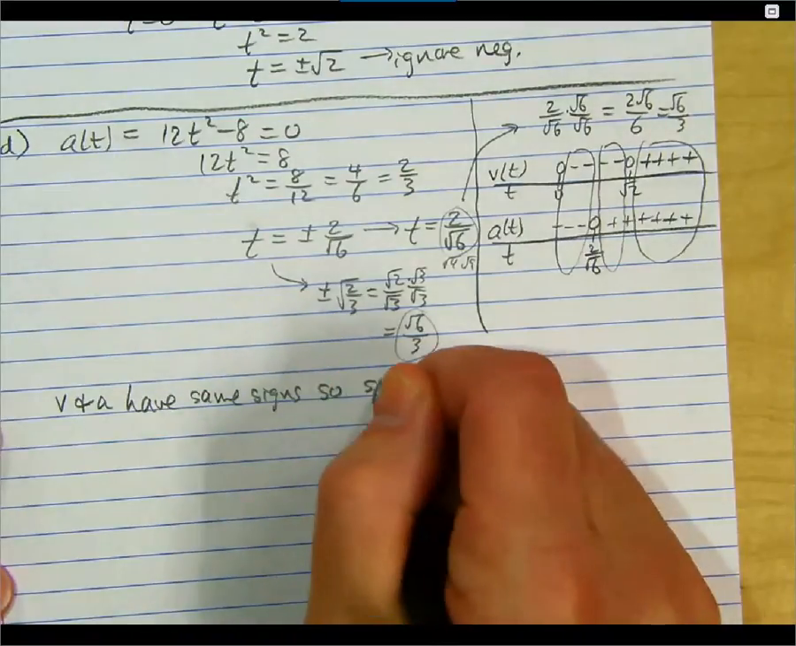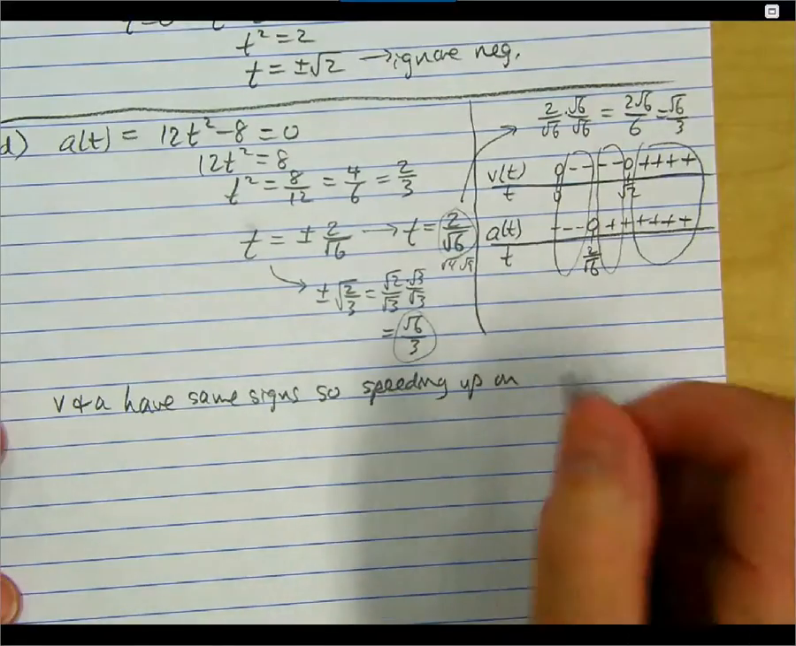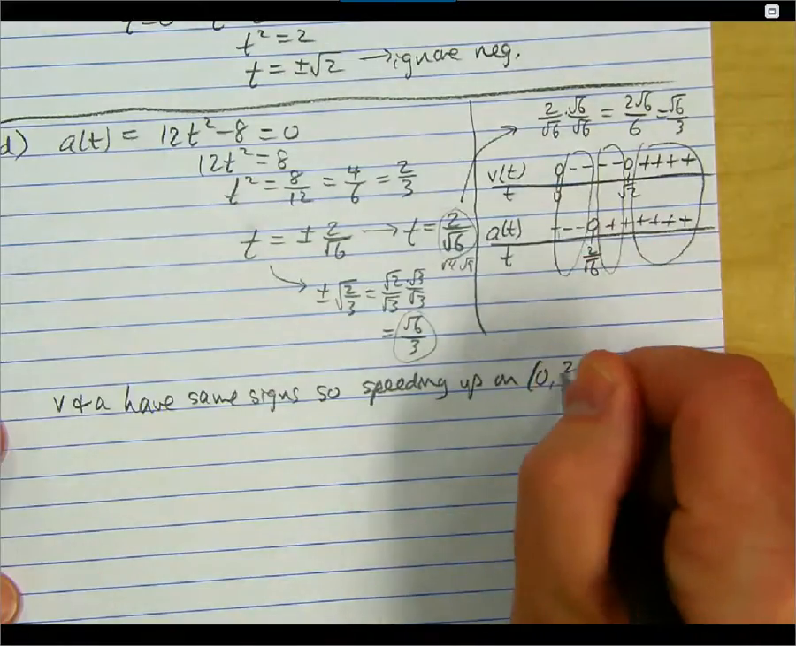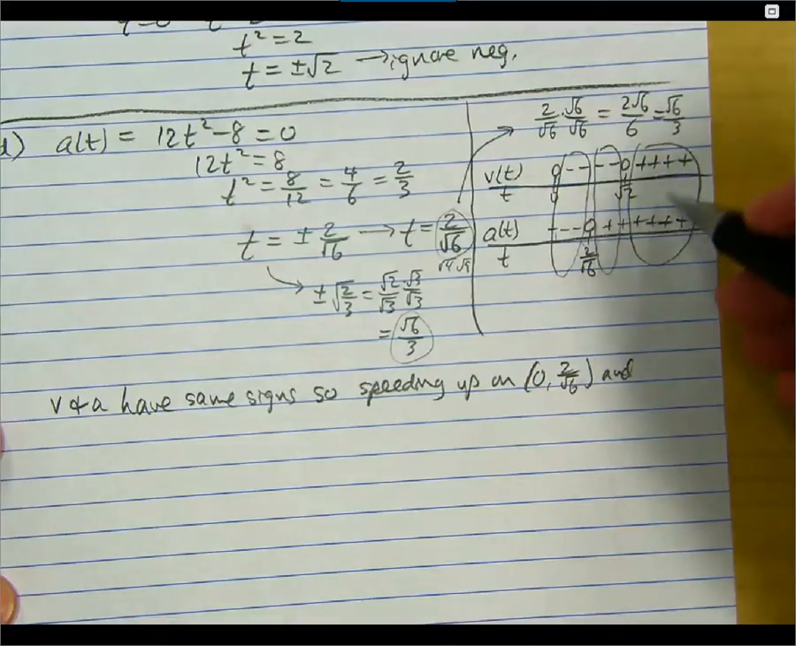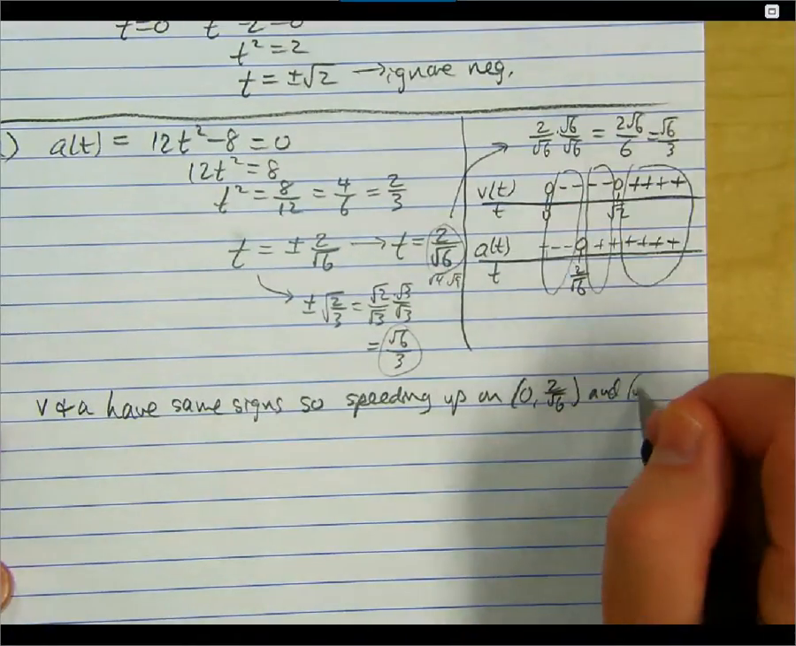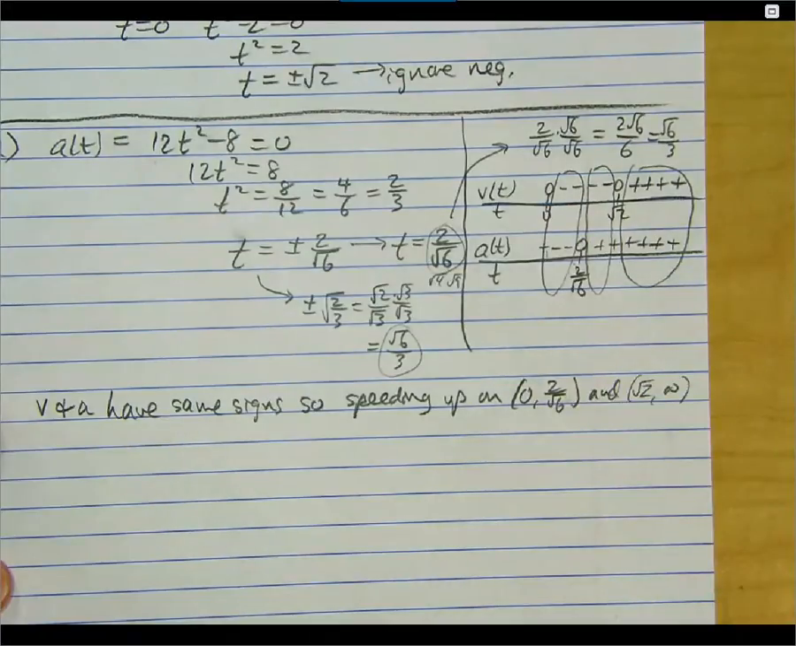So speeding up on 0 to 2 over rad 6. And out here, which is, what was that, rad 2 off to infinity. So there's the speeding up.